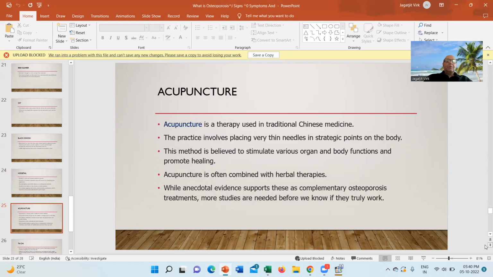Acupuncture. Acupuncture is a therapy used in traditional Chinese medicine. The practice involves placing very thin needles in strategic points on the body. This method is believed to stimulate various organ and body functions and promote healing. Acupuncture is often combined with herbal therapies. While anecdotal evidence supports these as complementary osteoporosis treatments, more studies are needed before we know if they truly work.